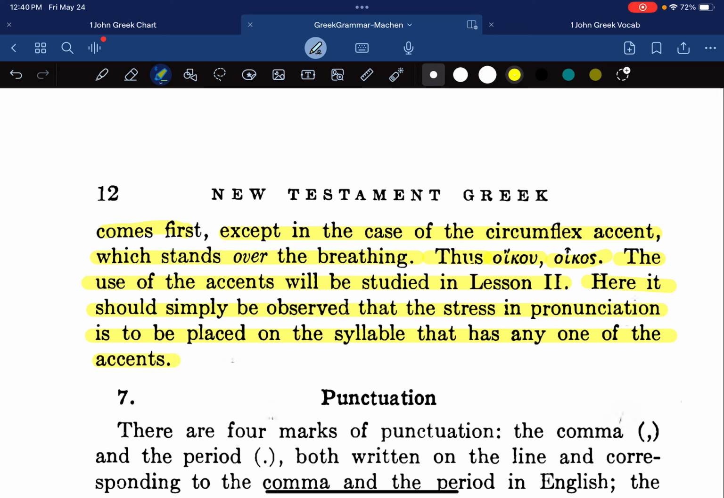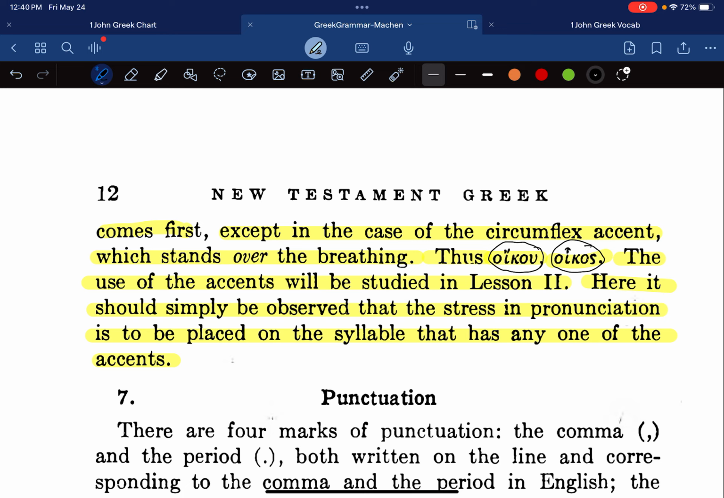And so, for example, we see here with this word, it is oiku. The stress is placed on the first syllable, oi. Here it is oikos. Again, the stress is put over the syllable.